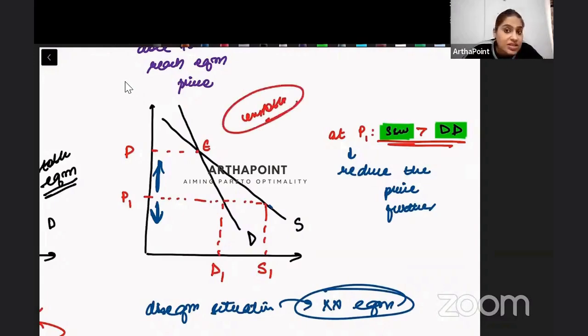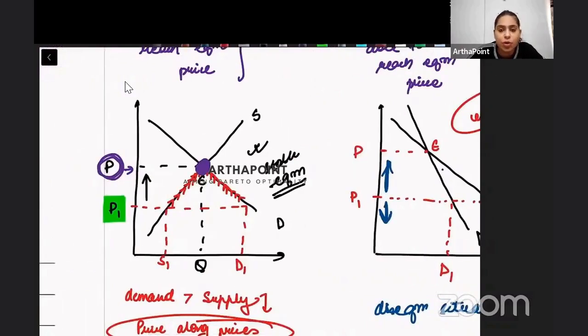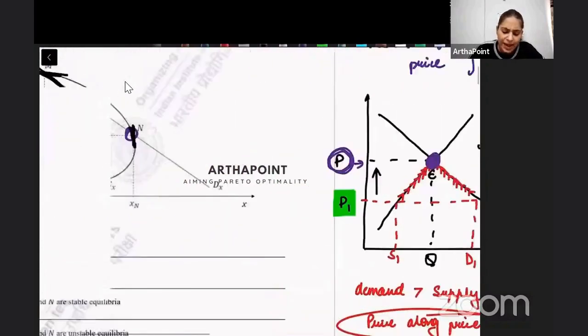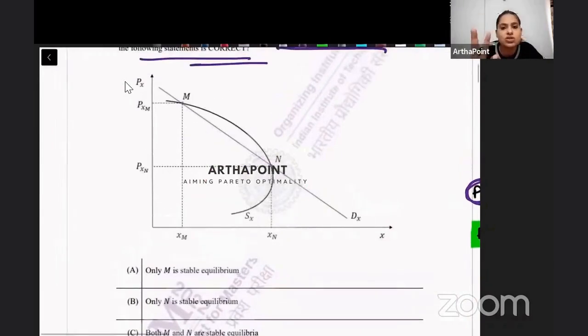So an unstable equilibrium is where, when you start away from the equilibrium point, you are not able to reach the equilibrium back. Stable equilibrium is when you start from a disequilibrium point and you are able to reach the point of equilibrium back. So if you go back and check, they have just made this backward bending to check these two concepts in the same point.